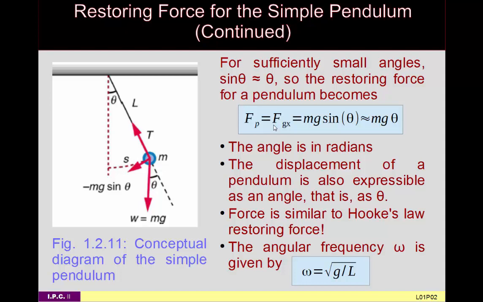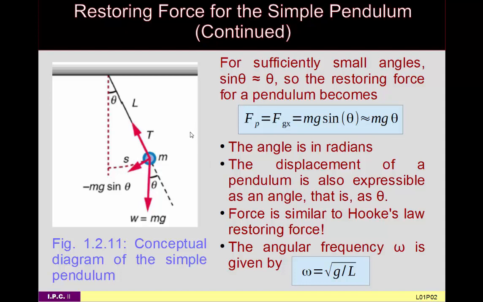You could think of it one of two ways. One is that the displacement is this angle away from the vertical, and in that case the force as a function of this angle is about equal to mg times the angle. So that's exactly like Hooke's law. We replace the spring constant with mg.